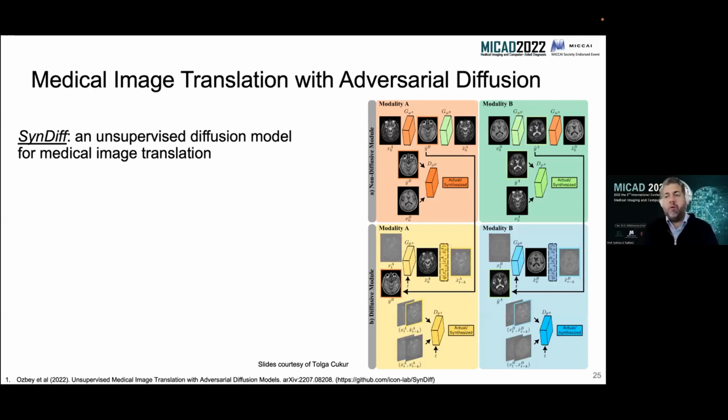This work from Tolga's group again in Bilkent, they went ahead and said, well, we can do image synthesis by starting from noise, but we can also start from another image and ask, can we modify this image to become part of another modality? This is known as image-to-image translation. They wanted to come up with a model where you can do image-to-image translation in an unsupervised manner. And they use some interesting tricks.